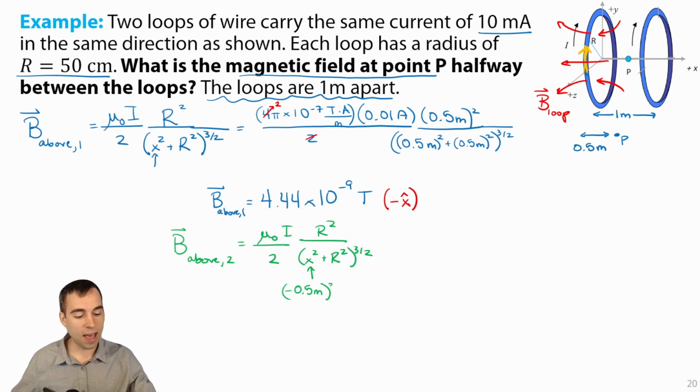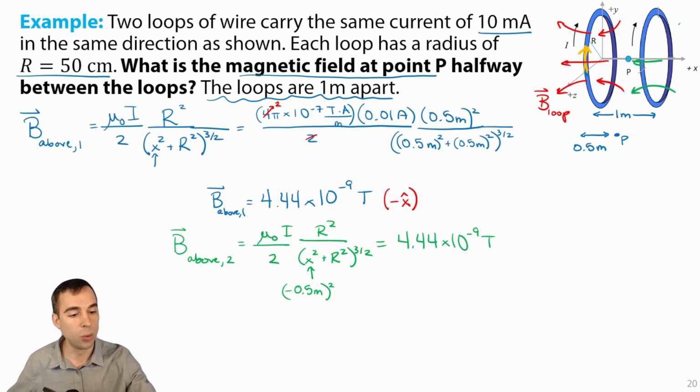However, since that value is squared, we're actually going to end up getting the same exact number for this second current loop. It also generates a magnetic field of the same strength, since they're equidistant from that point, and that magnetic field for this loop would also, since its current is facing in the same way, point to the left everywhere through that loop. And so this one also points in the negative x hat direction.